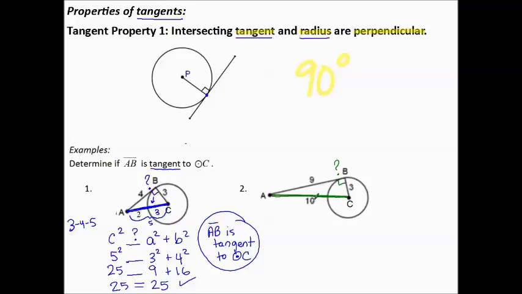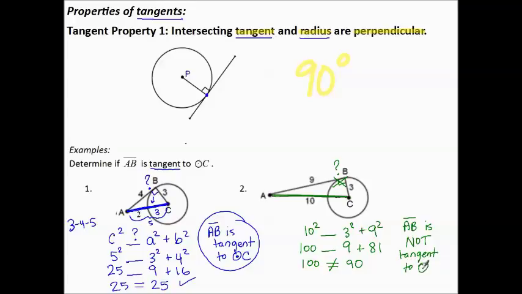3, 9, and 10, 10 is the longest. So 10 squared blank, 3 squared plus 9 squared. 10 squared is 100, 3 squared is 9, 9 squared is 81, and 9 plus 81 is 90. 100 does not equal 90. So in this case, that is not a right angle, and therefore segment AB is not tangent to circle C.